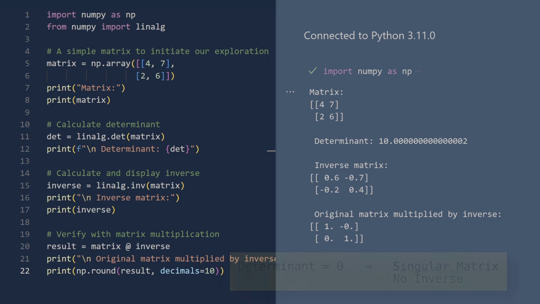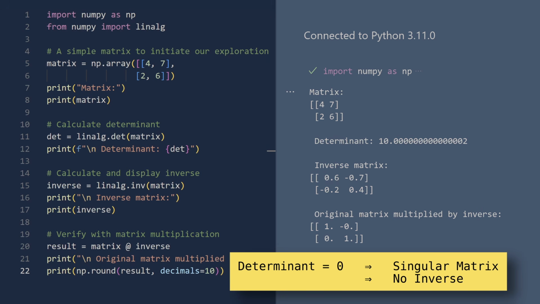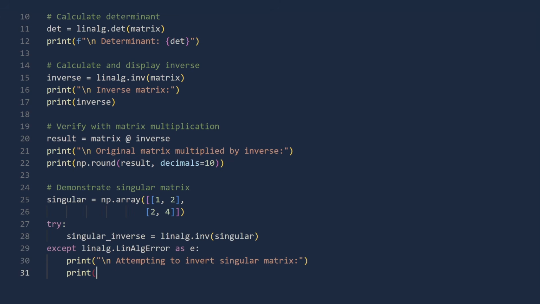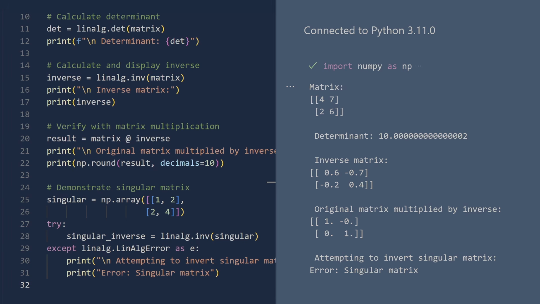Not all matrices have inverses. When the determinant equals 0, the matrix is singular, a state that makes finding an inverse mathematically impossible. Let us demonstrate this with a singular matrix. Run. As expected, NumPy cannot calculate the inverse, protecting us from mathematically undefined operations.